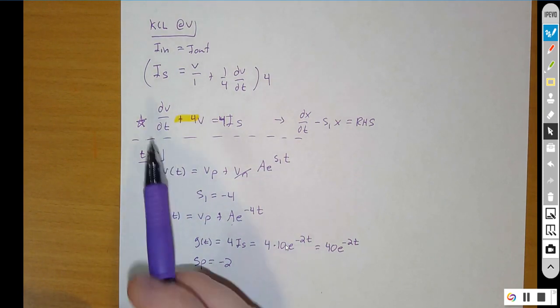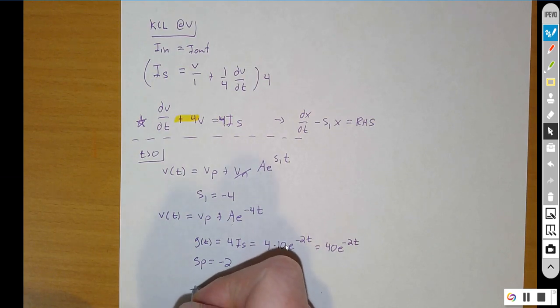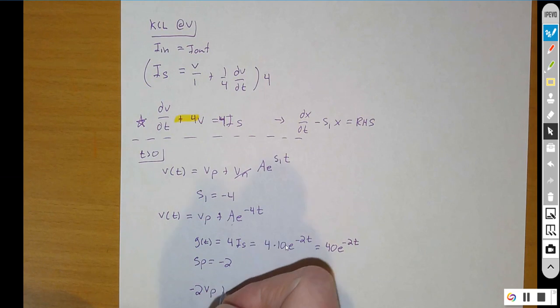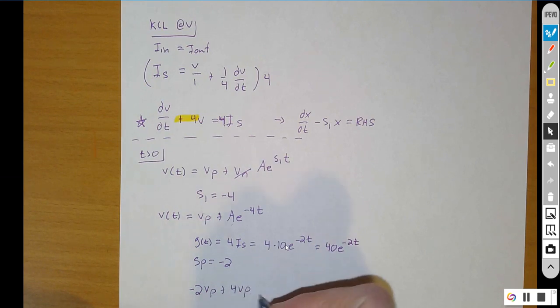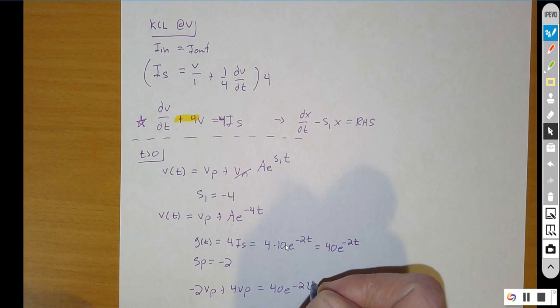So the differential equation is right here. We're going to say that negative 2 v particular plus 4 v particular is equal to this right-hand side, this 40 e to the negative 2t.